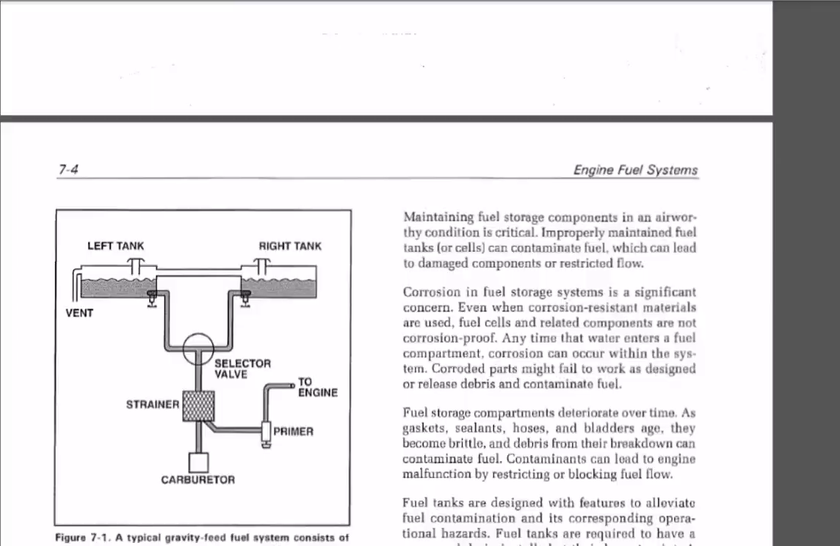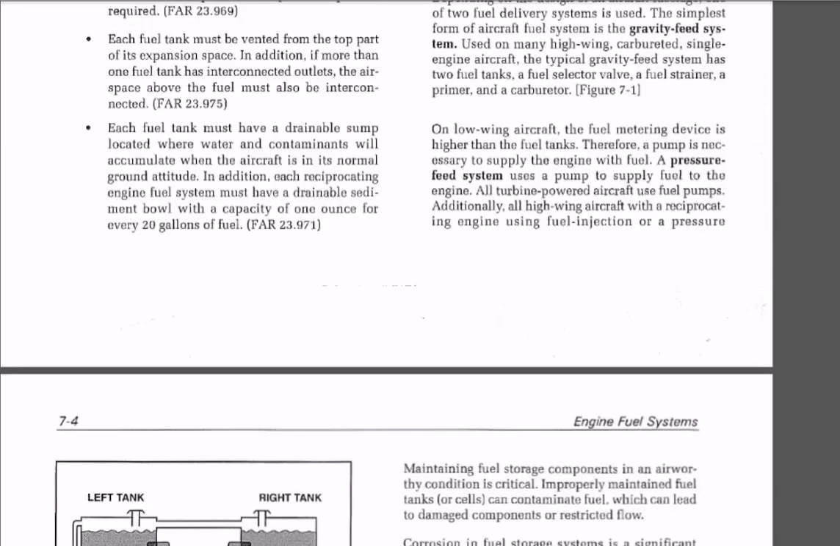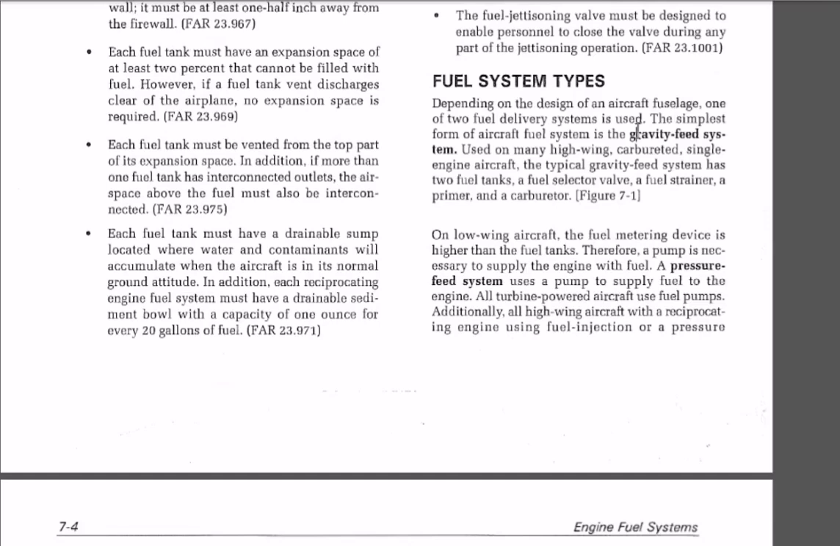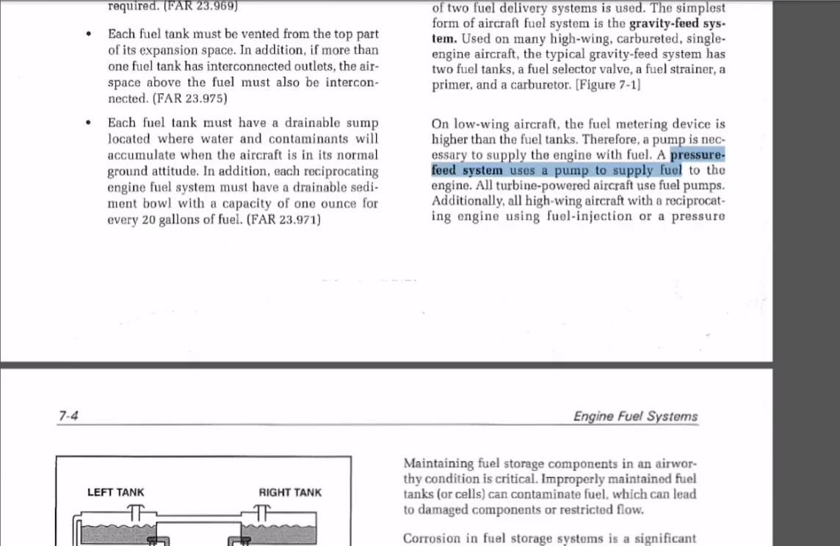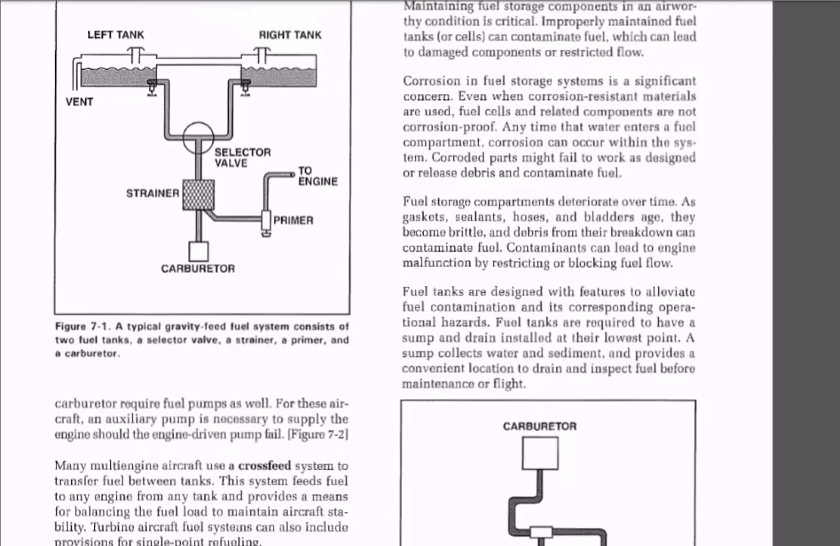Okay, fuel system types. So I think you have learned this also. So we have two kinds of fuel system. We have the gravity feed and then we have the pressure feed system. So yang inilah yang gambar gravity tu. Ini gravity feed.